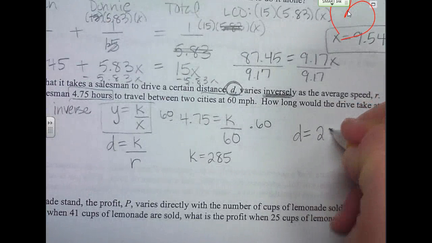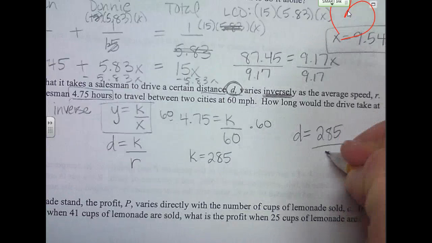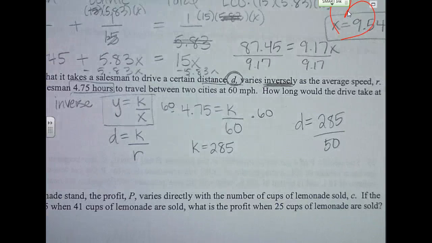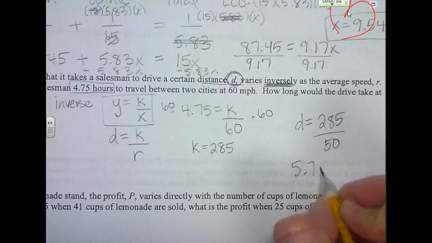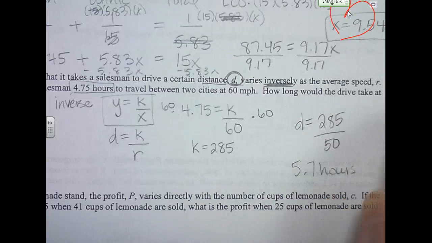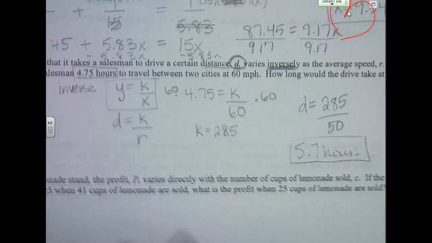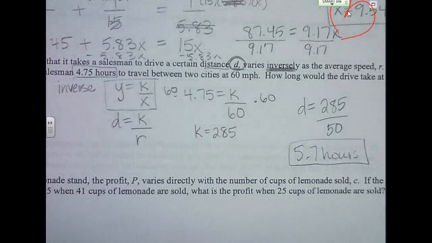We just found K is 285, and we're gonna divide that by 50. So if you divide that, you get 5.7 hours. Although that's not distance, but that's okay. Okay, so you're gonna have one inverse problem, one direct problem, and then one of each like we did yesterday. So let's do 19.